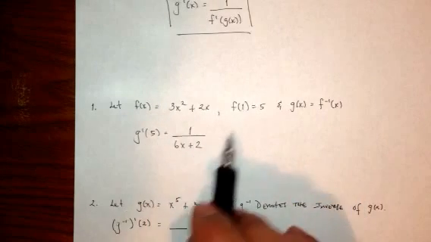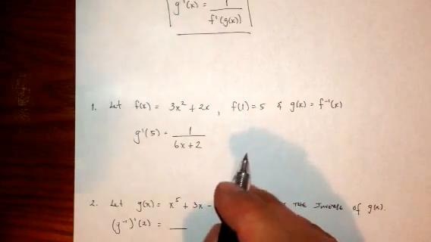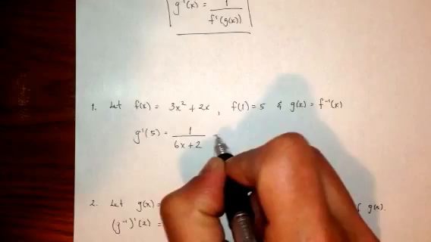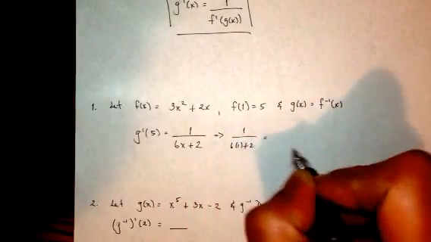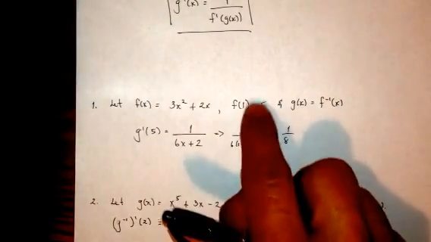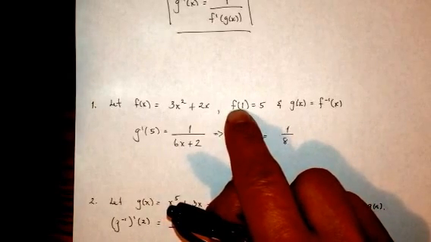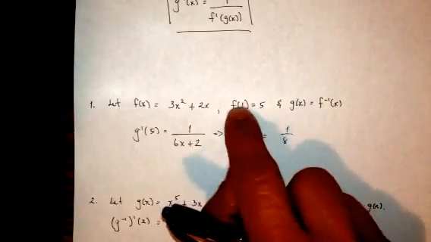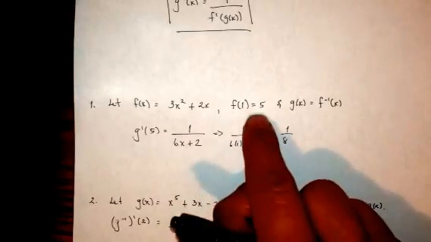So instead of plugging in 5, we're going to plug in 1. So right here, I'm going to plug in 1 over 6 times 1 plus 2, and that's going to give me 1 over 8. So you have to understand this relationship. This is the f function, it gives you the 5, but because of the inverse relationship, we go backwards. Instead of using 5 to plug in, we use the 1.